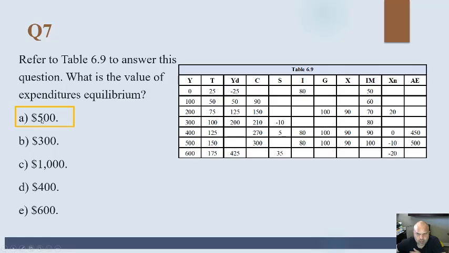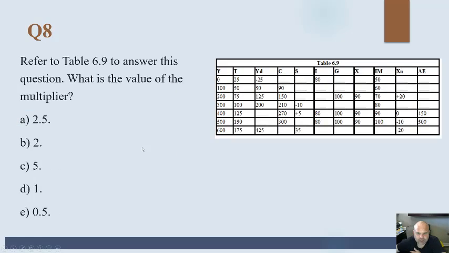How do we know that? Well, we're going to look for where income is equal to aggregate expenditure. Next question. So we have the same table, and we are asked what the value of the multiplier is.